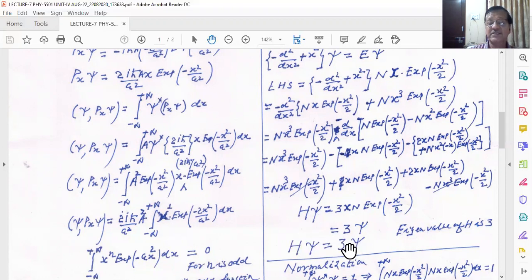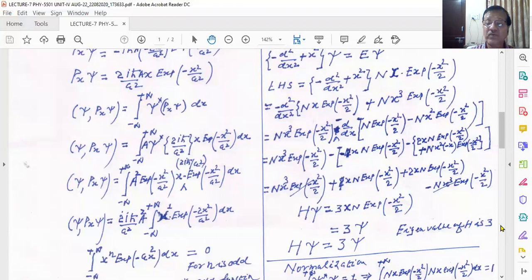So your psi is the eigenfunction of H belonging to the eigenvalue 3. This equation is satisfied. So your eigenvalue is 3. So your psi is an eigenfunction, right? H psi equal to E psi. This equation is similar to H psi equal to E psi, where E is the eigenvalue, which is 3. So the eigenfunction of an operator H belongs to the eigenvalue 3. So this is the energy measurement. You are getting the value 3, correct?